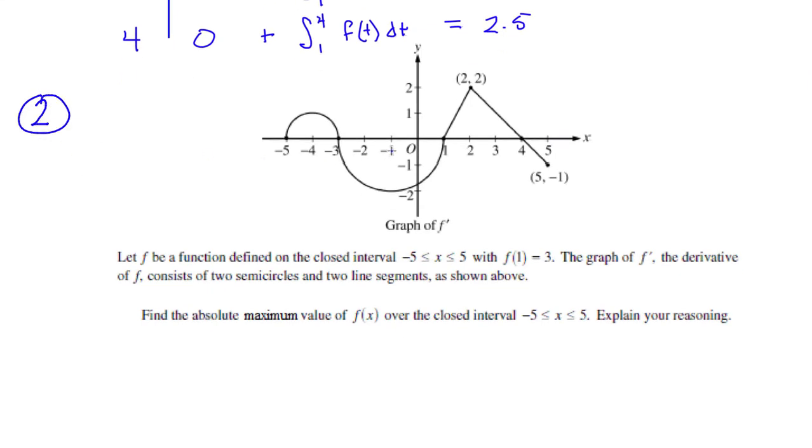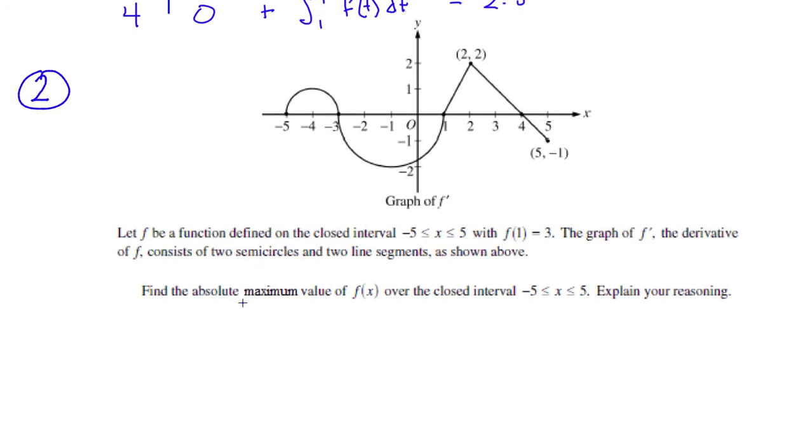Ooh, we got some semicircles happening here. Yep, it tells us that it's consisting of 2 semicircles. By the way, just making sure the definition of semicircle doesn't mean a part of a circle. It means exactly half of a circle. And 2 line segments, blah, blah, blah. We're finding the absolute maximum. So we're looking for the biggest number over that interval.